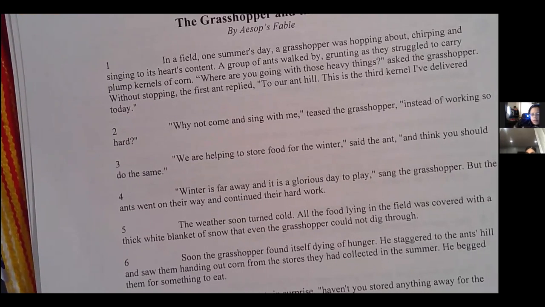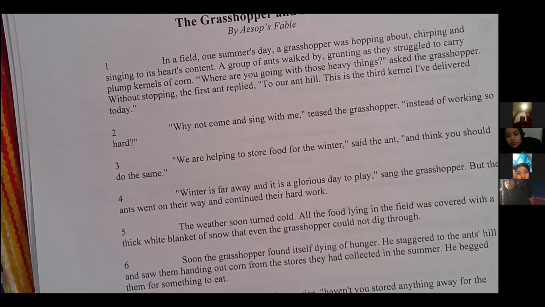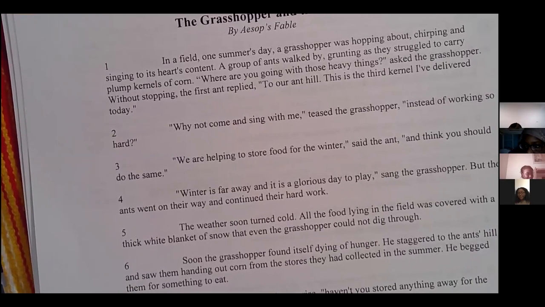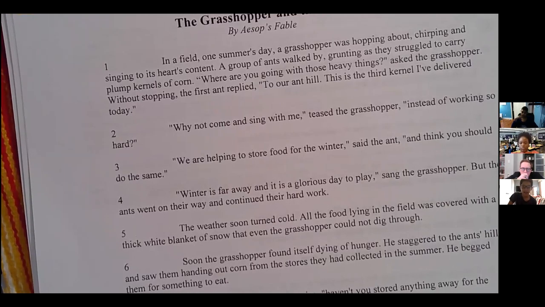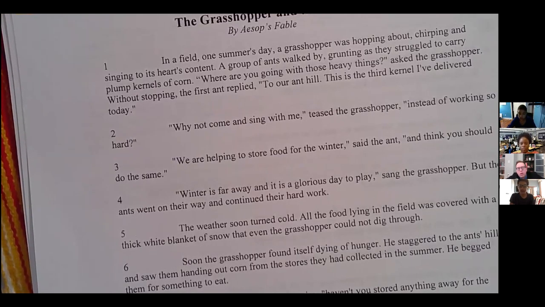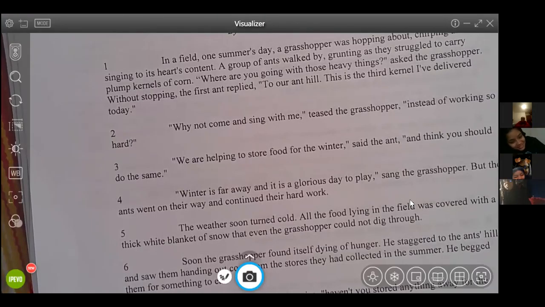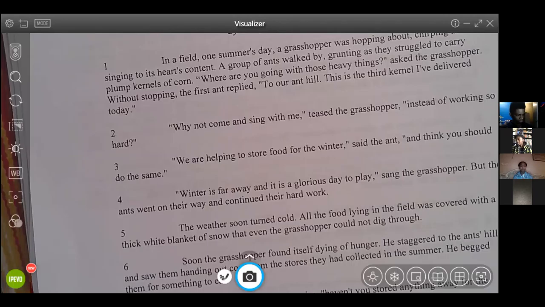In the field one summer's day, a grasshopper was hopping about, chirping and singing to its heart's content. A group of ants walked by, grunting as they struggled to carry plump kernels of corn. "Where are you going with those heavy things?" asked the grasshopper. Without stopping, the first ant replied, "To our anthill. This is the third kernel I've delivered today." "Why not come and sing with me?" teased the grasshopper, "instead of working so hard." "We are helping to store food for the winter," said the ant, "and think you should do the same." "Winter is far away, and it is a glorious day to play," sang the grasshopper. But the ants went on their way and continued their hard work.